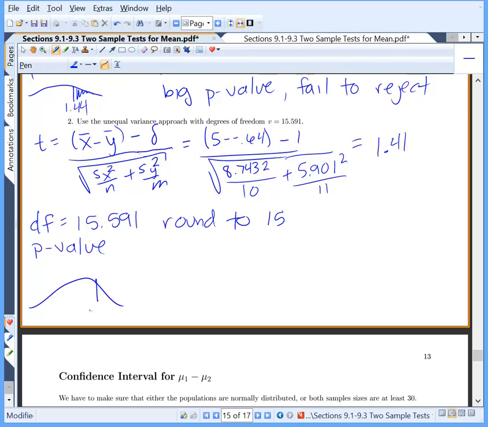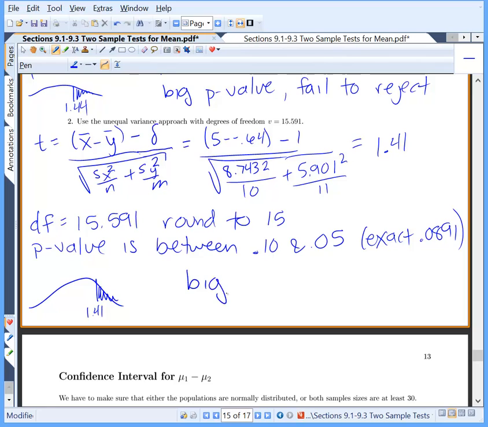For my p-value, we're at 1.41. We're again looking for the area to the right, and it is again between 0.10 and 0.05, with the exact p-value of 0.0891. Now compare that to alpha of 0.05. That makes this a big p-value, and we will fail to reject our null hypothesis.